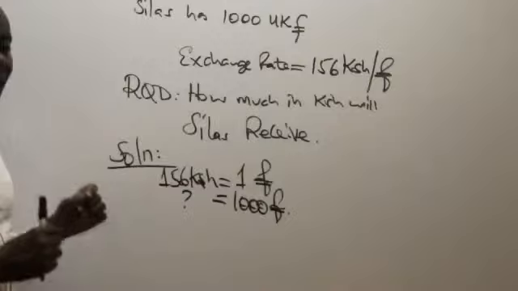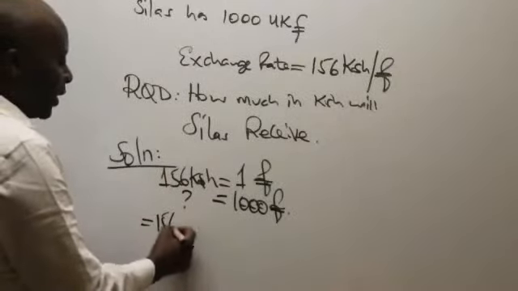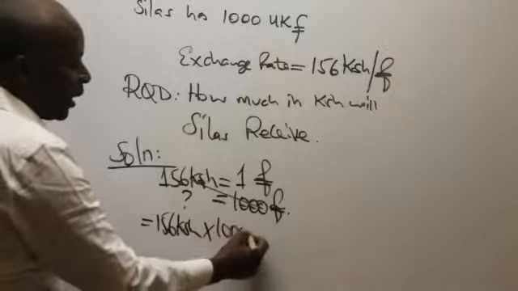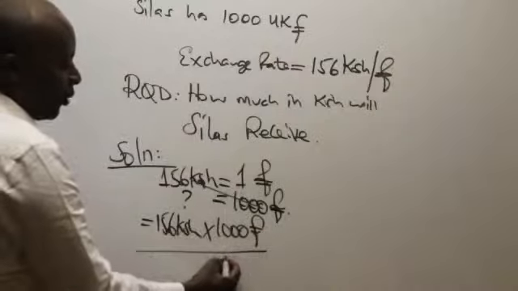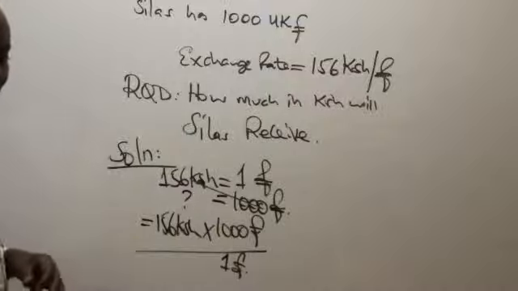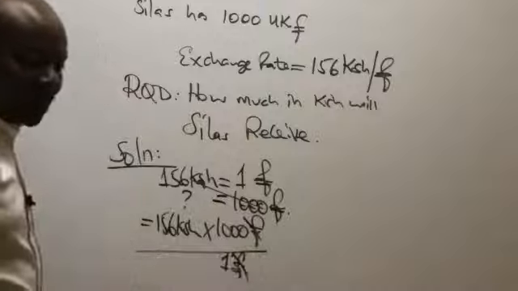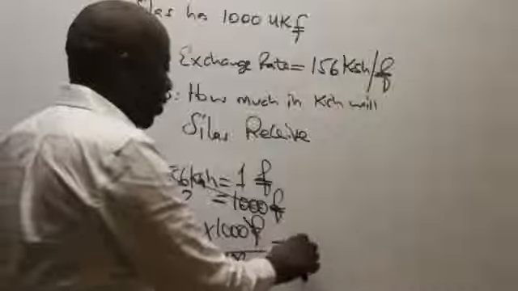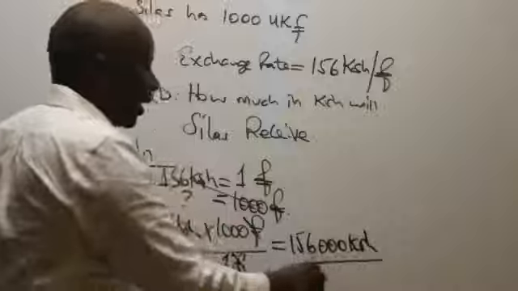So if we cross multiply, we shall be able to get this. It will be 156 Kenya shillings, I'm cross multiplying, times 1,000 pounds, all over 1 pound. So what are we seeing about the pounds? The pounds are cancelling out. And whatever I'll be left with, if I multiply 156 and 1,000, I'll get 156,000 Kenya shillings.